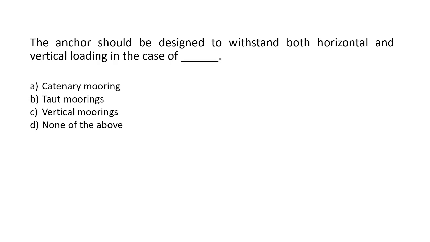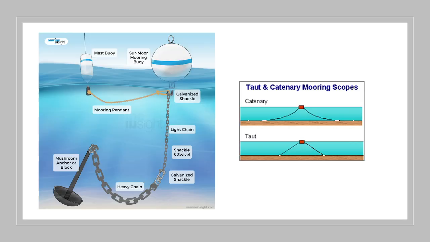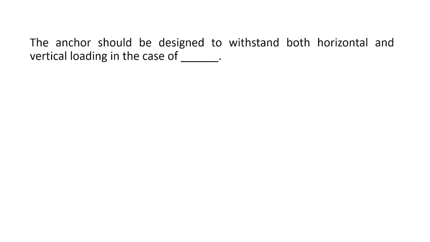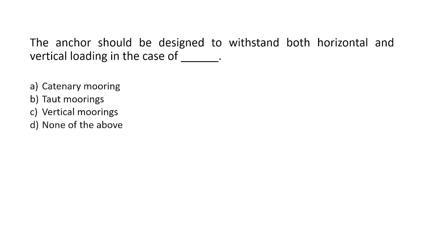Taut mooring. Taut moorings, correct. Because in the taut mooring, we have a very firm mooring. So in this case there will be no horizontal movement, nor any vertical movement. In the taut mooring, the anchor is designed so that it can withstand both the horizontal and vertical loading. So the correct answer will be B.